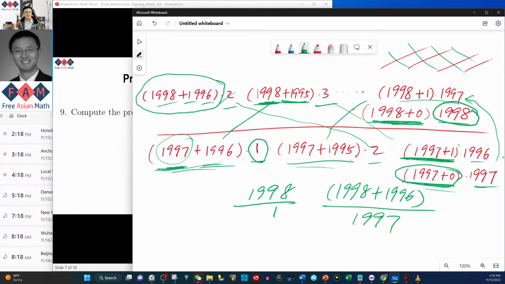Now this is very easy to do. 1998 plus 1996 is actually twice 1997. Everybody should understand that. They differ by 2. Their sum is just 2 copies of the middle. Or their average is the same as 1997. Either way, this gives you 2. So the final answer to this is just 1998 times 2, and that should give you 3996.